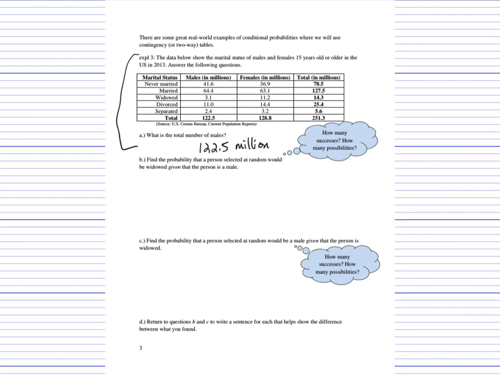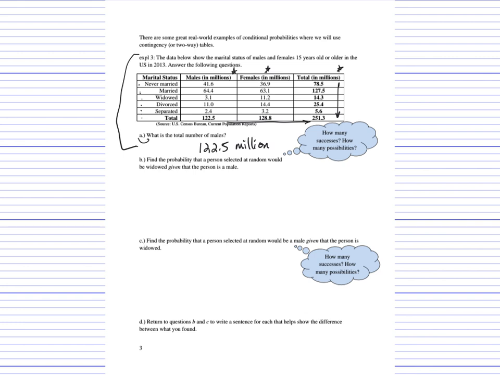In 2013, we've got marital status broken down, right? And I've got males here, females here, the total here. You'll notice I found the totals in both the row totals and the column totals. That may or may not have been done in the contingency table that you're given, so you always want to do that.